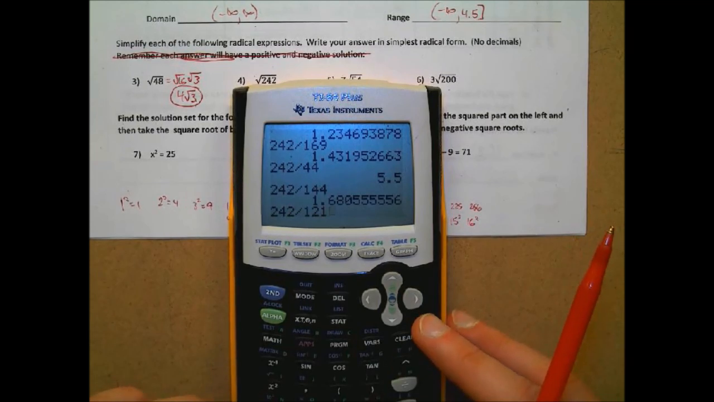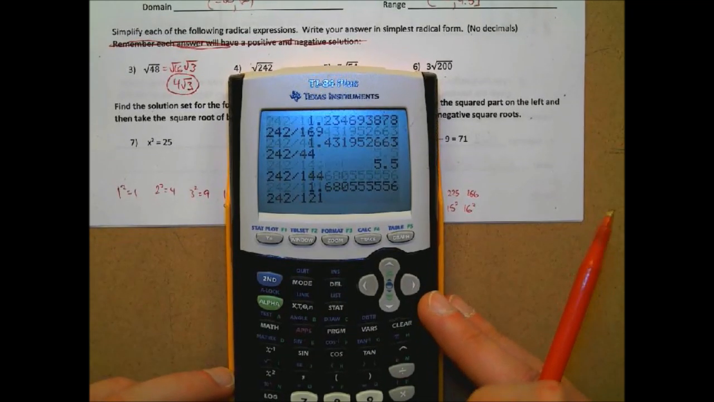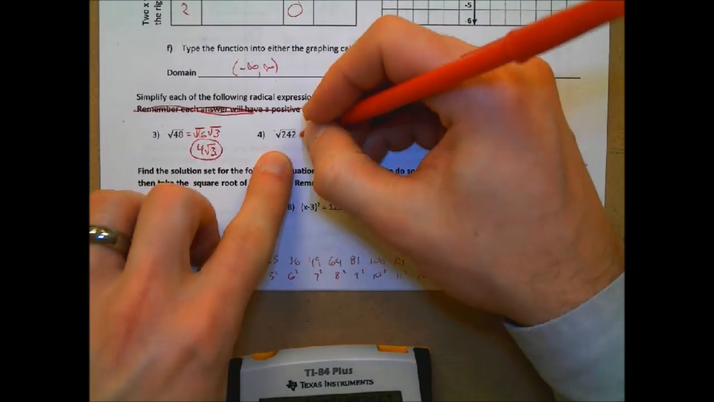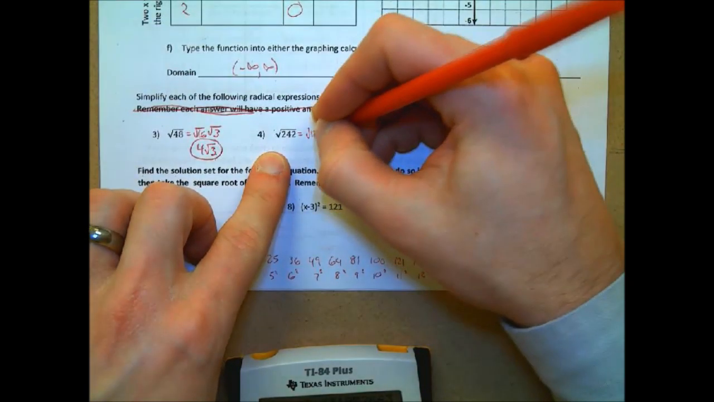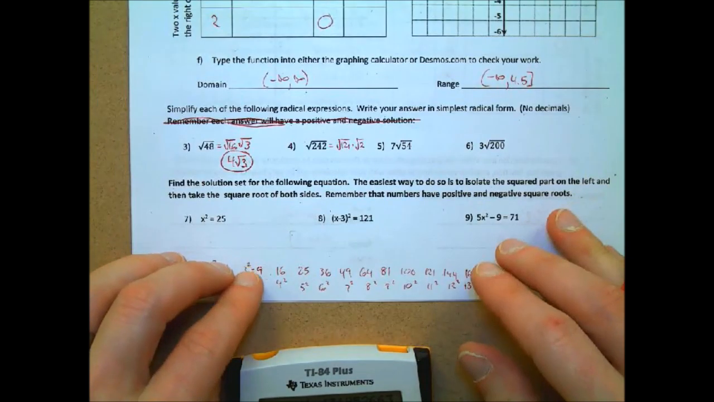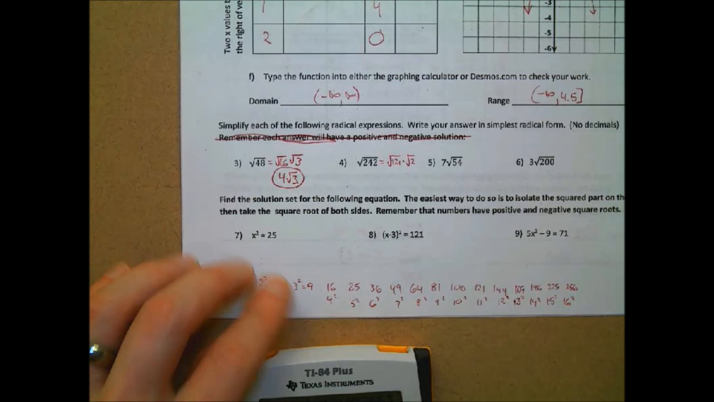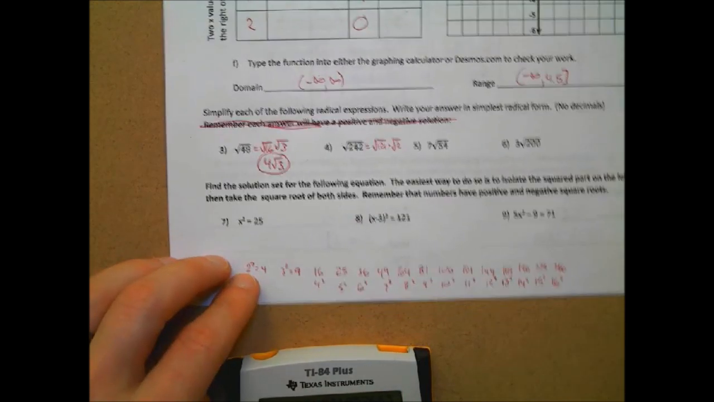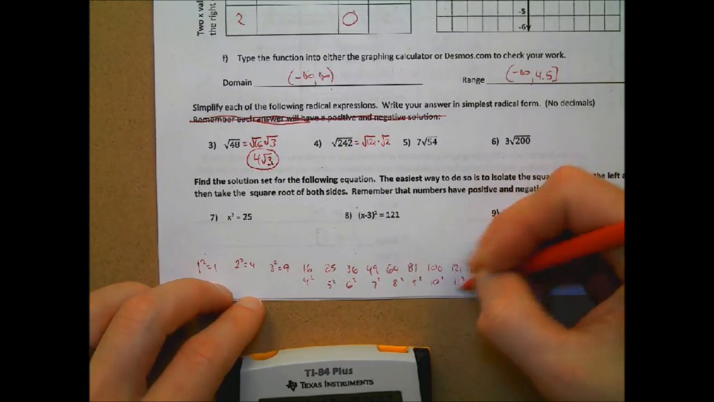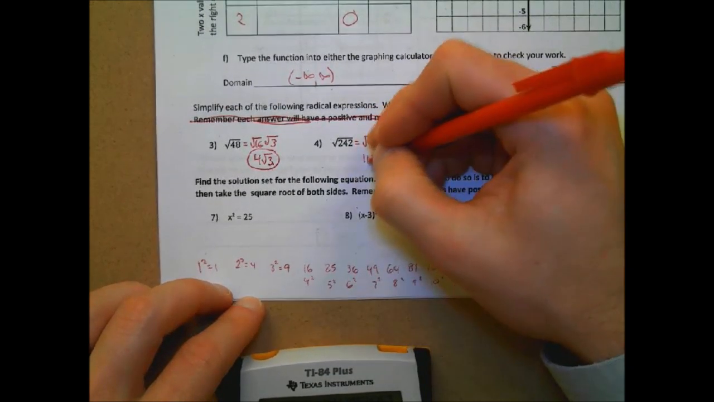What do you guys think? Yes. Okay, so the square root of 242 is equal to the square root of 121 times the square root of 2. Okay. What is the square root of 121? 11, right here. So we get 11 times the square root of 2.